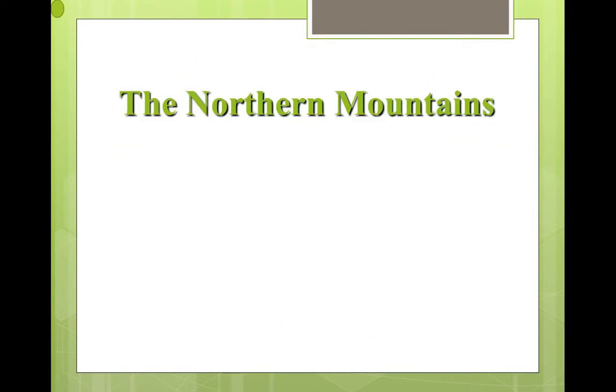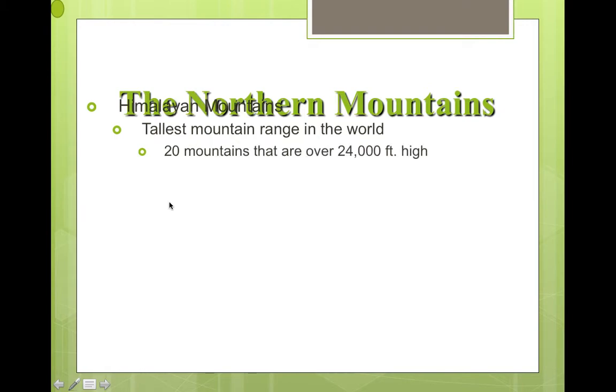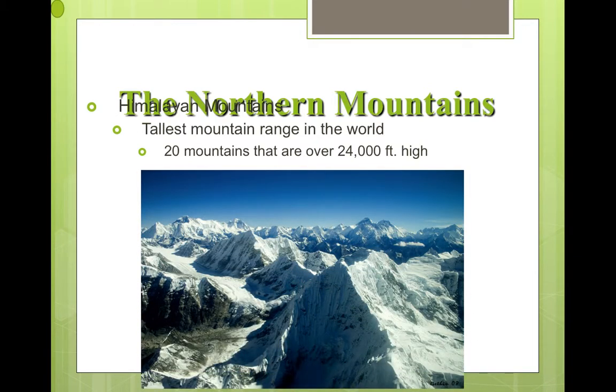So let's start in our northern mountain region that we talked about. This is where we're going to see a whole bunch of what's going to protect India later on, because it's going to be hard to invade India due to this mountainous terrain to its north. We have the Himalayan mountains, and they are the tallest mountain range in the world. There are 20 mountains that are over 24,000 feet high, big mountains, and there they are.